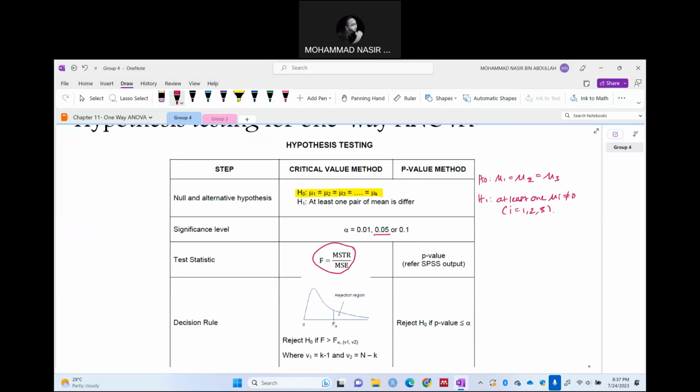Okay, F is mean square treatment divided by mean square error, and we can also use the p-value. We can refer to the Excel output. And the decision rule is the same as previous. If the F calculated lies inside the rejection area, we reject the null hypothesis. It means that we conclude that at least one pair is not equal, right?